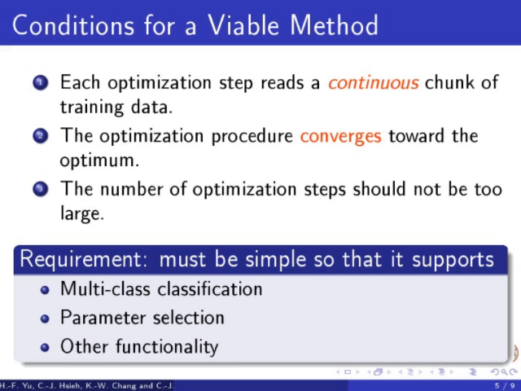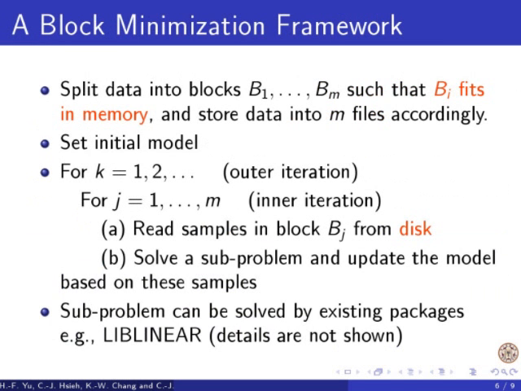There are three conditions for designing a classifier for training data larger than memory. First, each optimization step can only read a continuous chunk of training data from disk. Second, the optimization procedure converges toward the optimum. Third, to save I/O, the number of optimization steps should not be too large. Also, the method needs to be simple so that it can support some important functionality, such as multi-class classification and parameter selection.